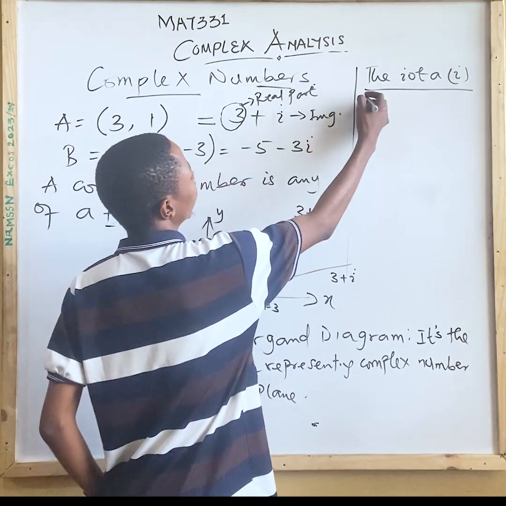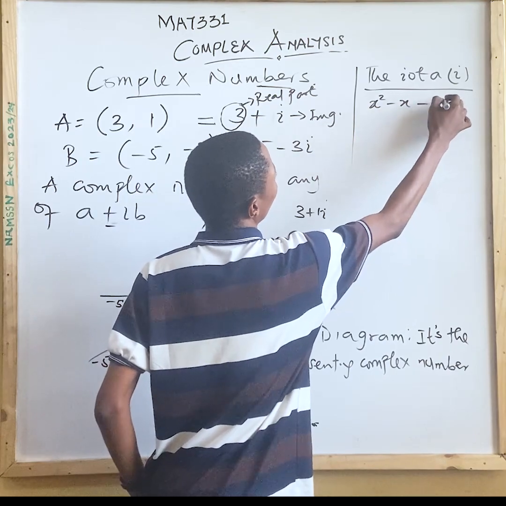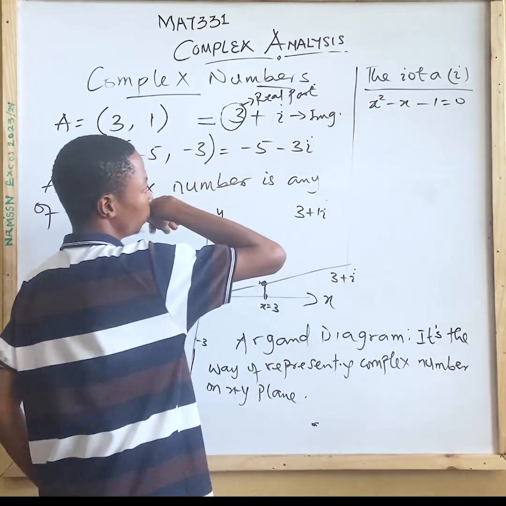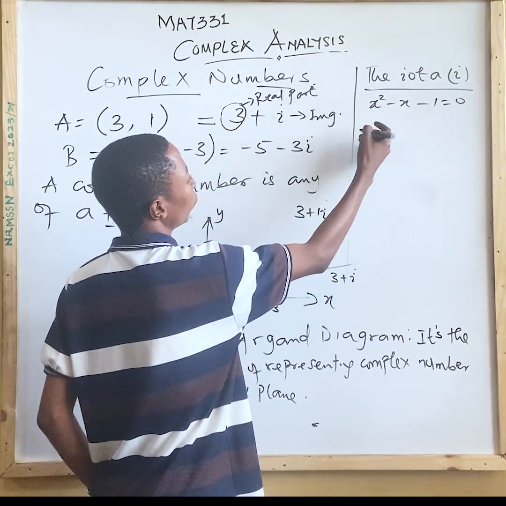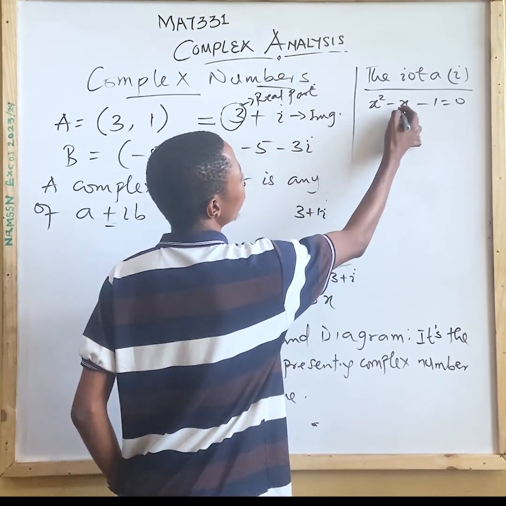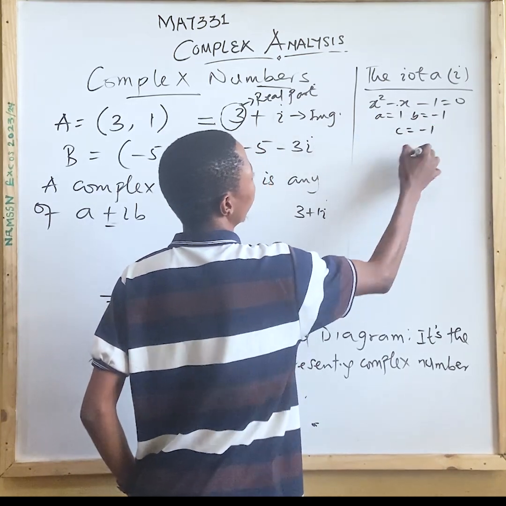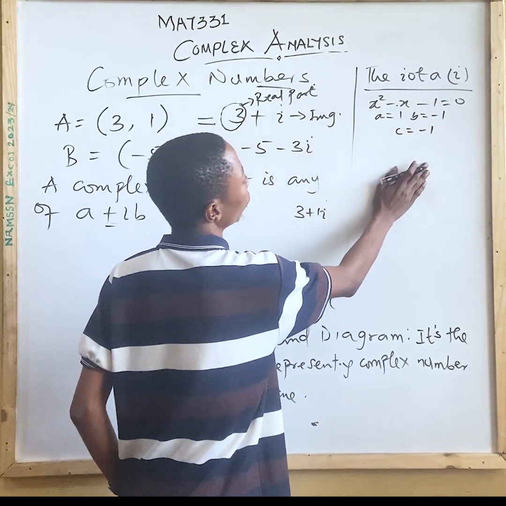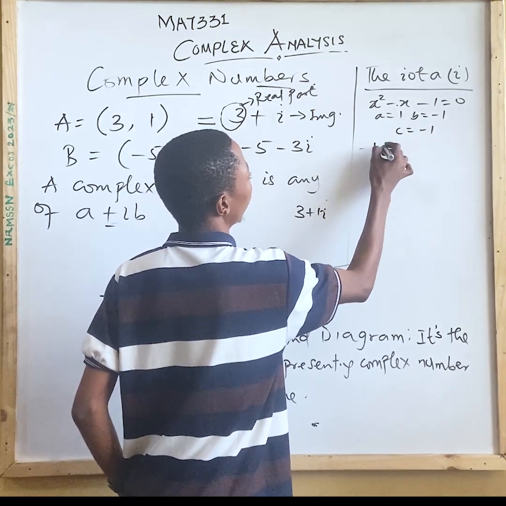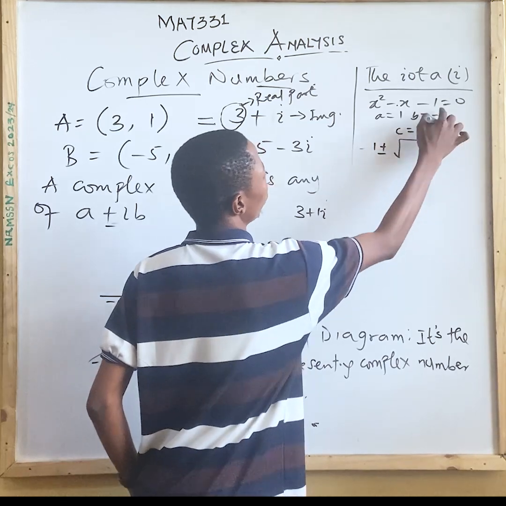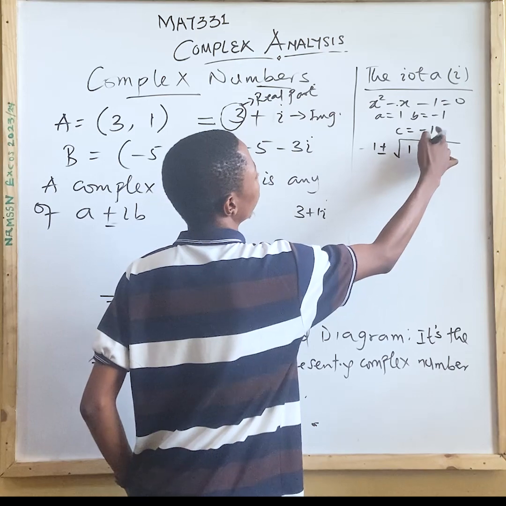Suppose I have a quadratic equation like x squared minus x minus 1 equals 0. I want to solve this quadratic equation, and I prefer to use the quadratic formula, x equals -b plus or minus the square root of b squared minus 4ac, all over 2a. So here my a is 1, b is -1, c is -1.